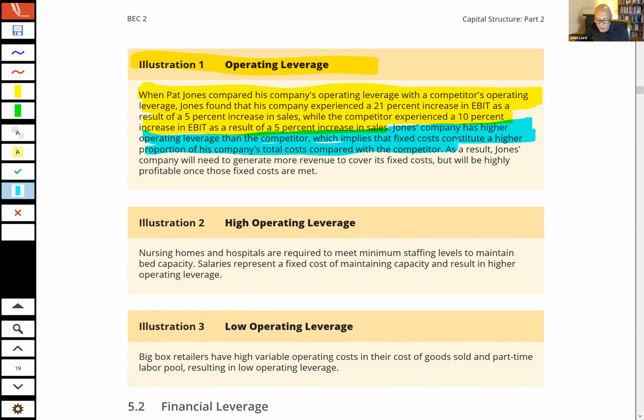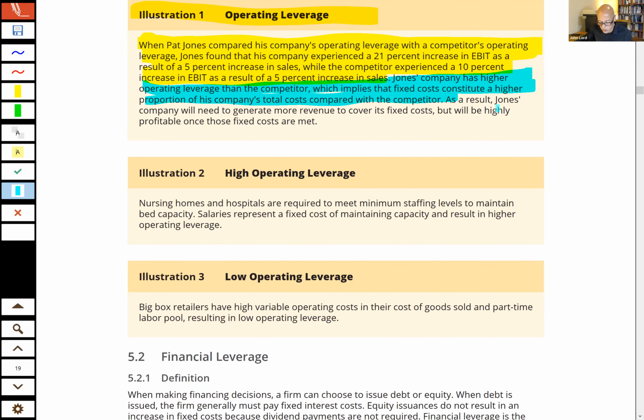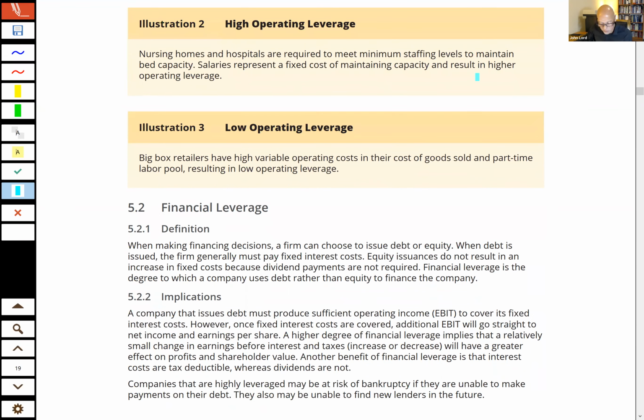Okay, I don't know. Seems like somebody felt like writing something and just went ahead and did it. I don't know that these examples are that helpful. So let's just move on to the notion of financial leverage.